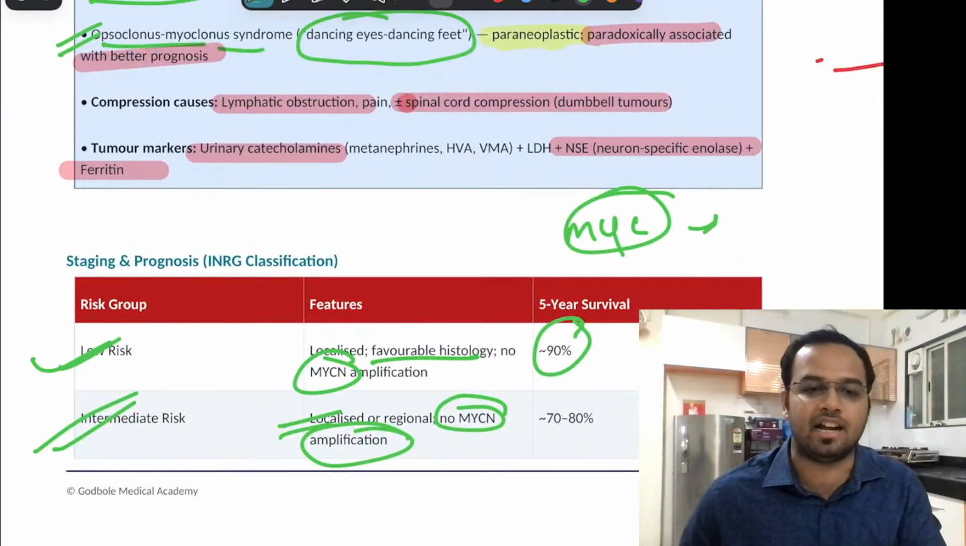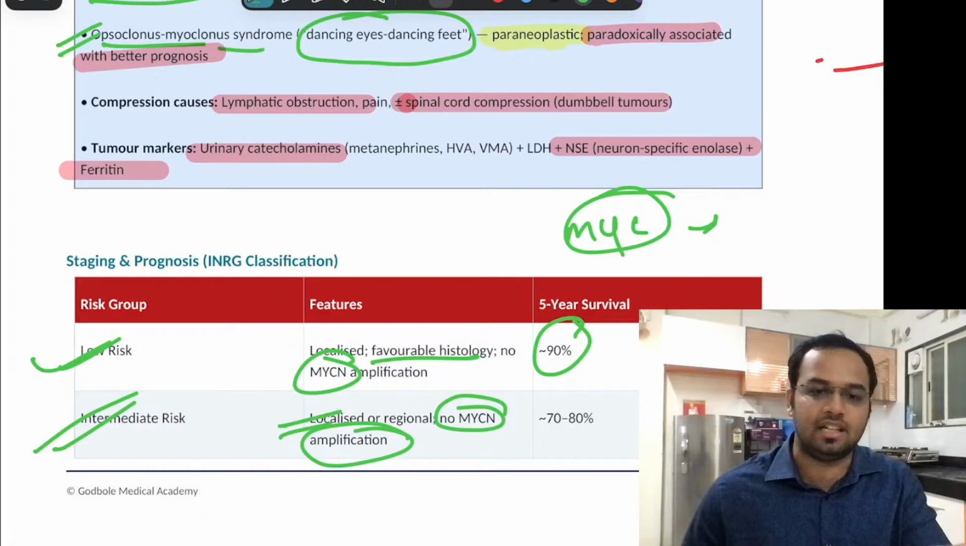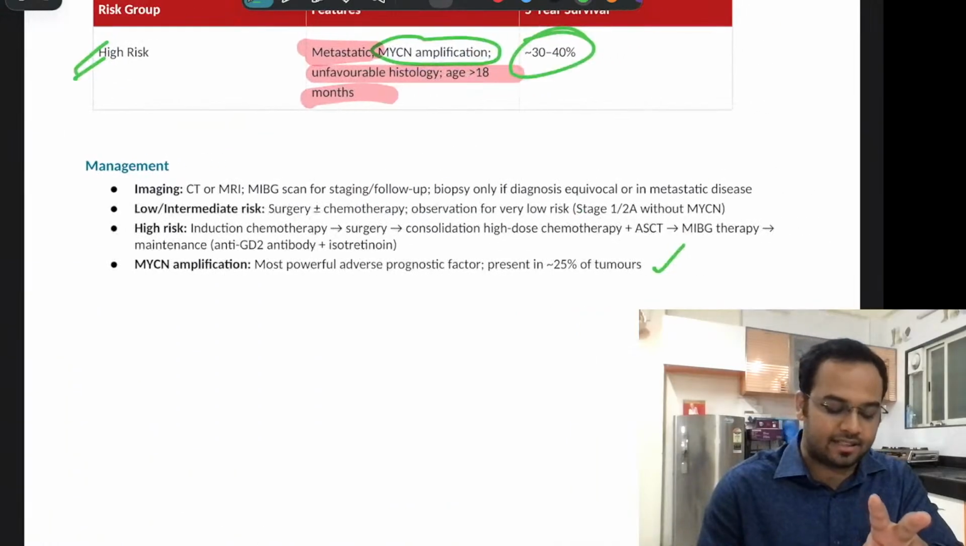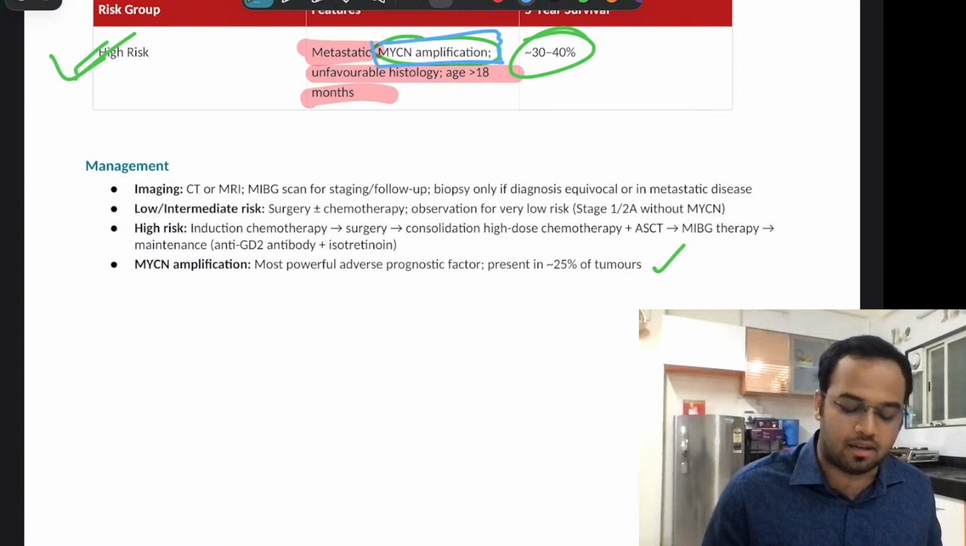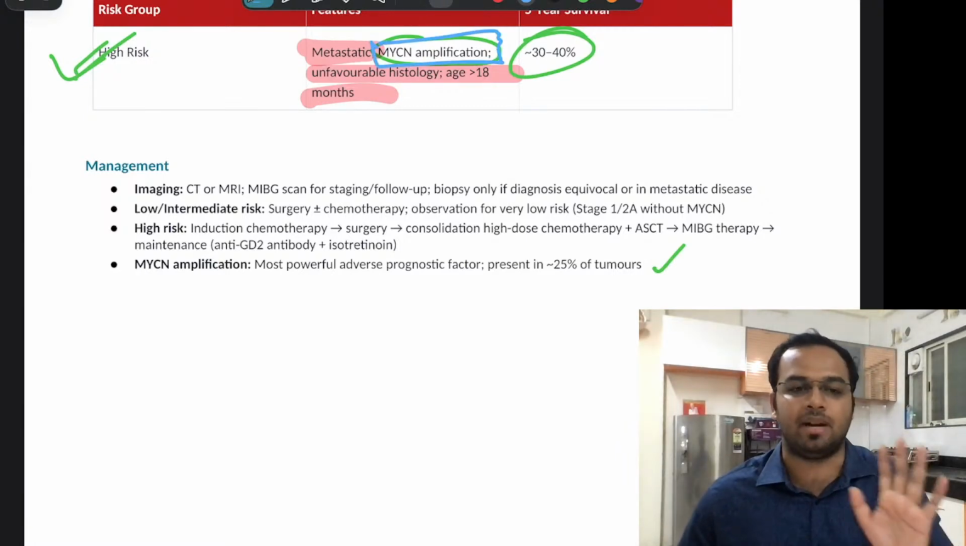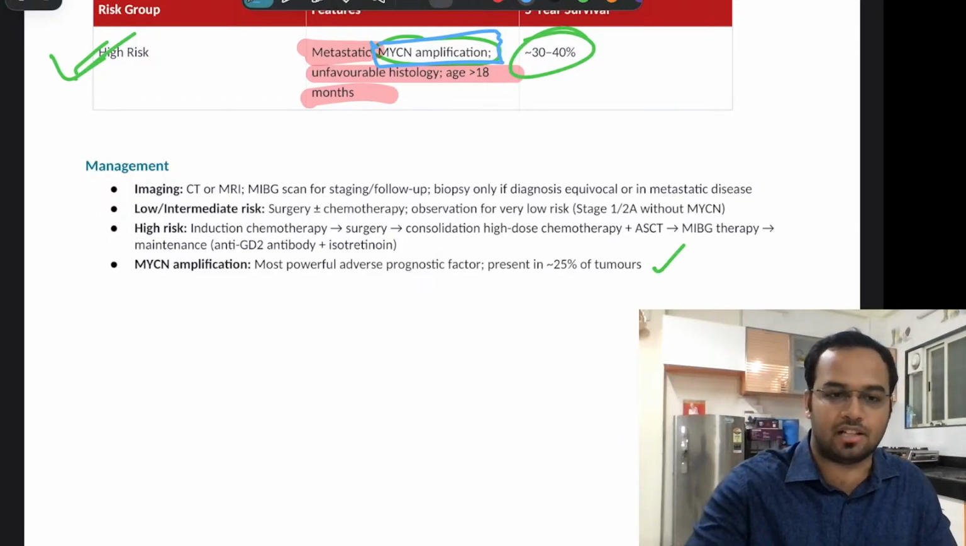In low risk and intermediate risk, MYC is absent, but it is only the difference of local versus regional disease. And when it comes to your high risk lesion, there is going to be MYC gene amplification, and it is always going to be associated with metastasis. So it is very much important for you to study the prognosis of your nephroblastoma.